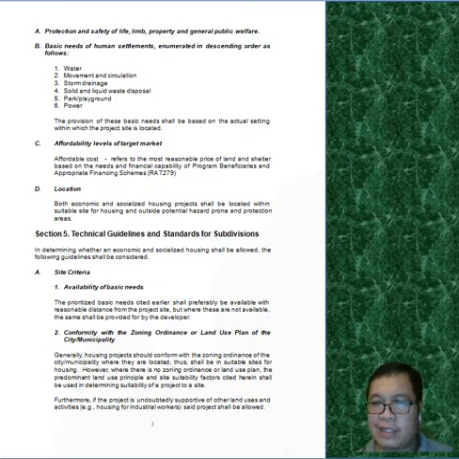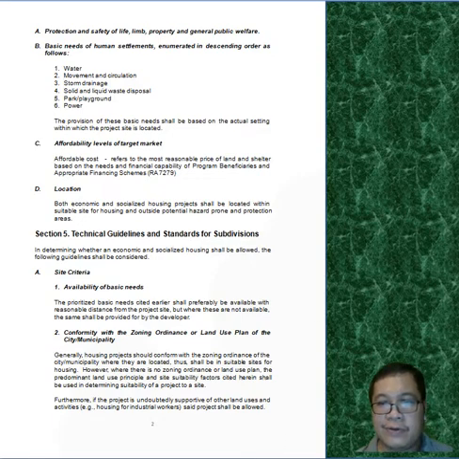Okay, so it should not cause death and limb, meaning it should not cause accidents where you're going to lose an arm or a leg. Property, and of course the general public welfare. So the basic needs of human settlements enumerated in descending order are as follows.